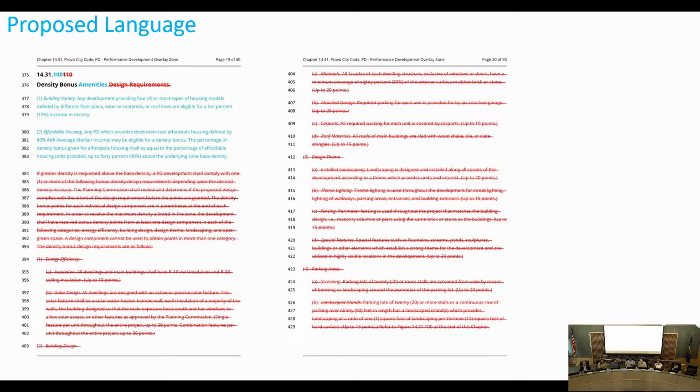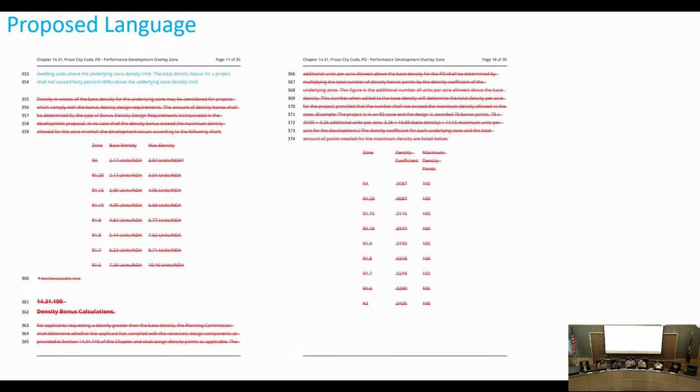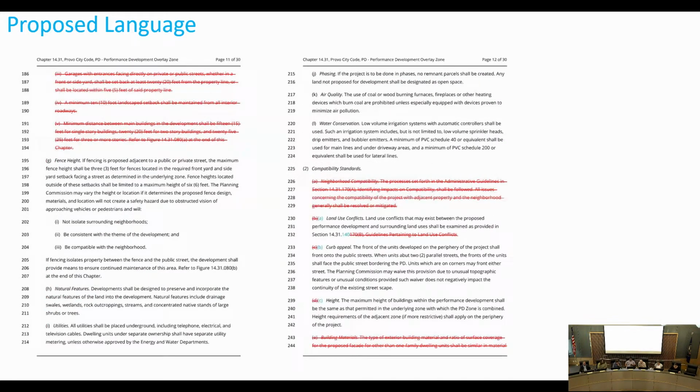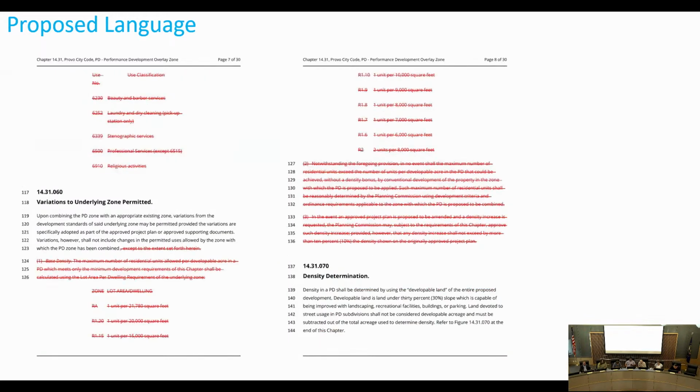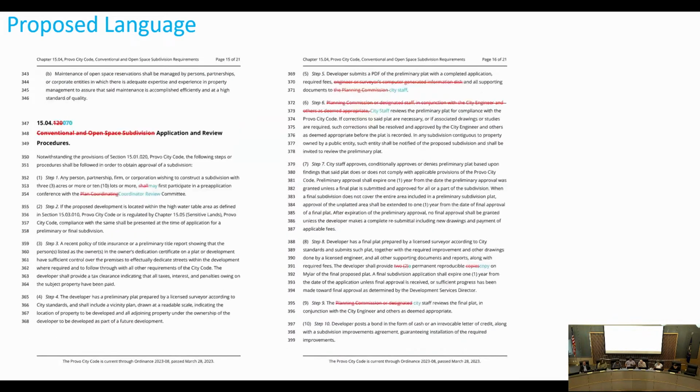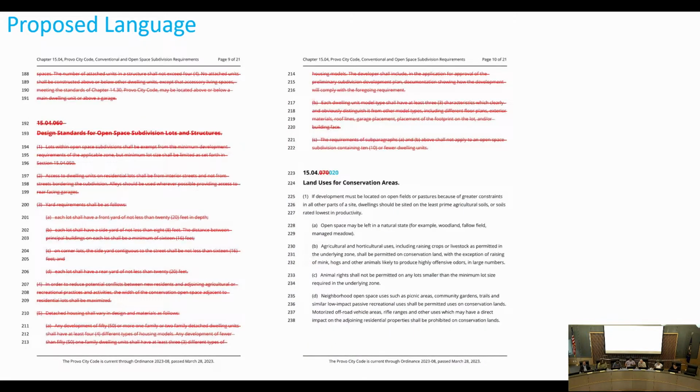On page 14, line 230, where it says agriculture and horticultural uses, including raising crops or livestock as permitted in the underlying zone, shall be permitted on conservation land, with the exception of raising of mink, hogs, and other animals likely to produce highly offensive odors in large numbers. Any type of animals in large numbers will produce odor. I don't know why you've got it against the hog people. And that's the mink existing people, language.